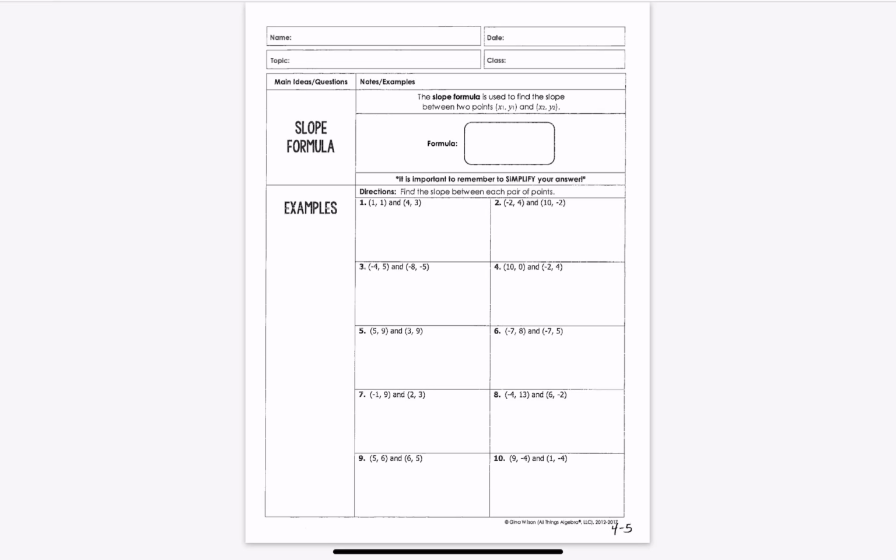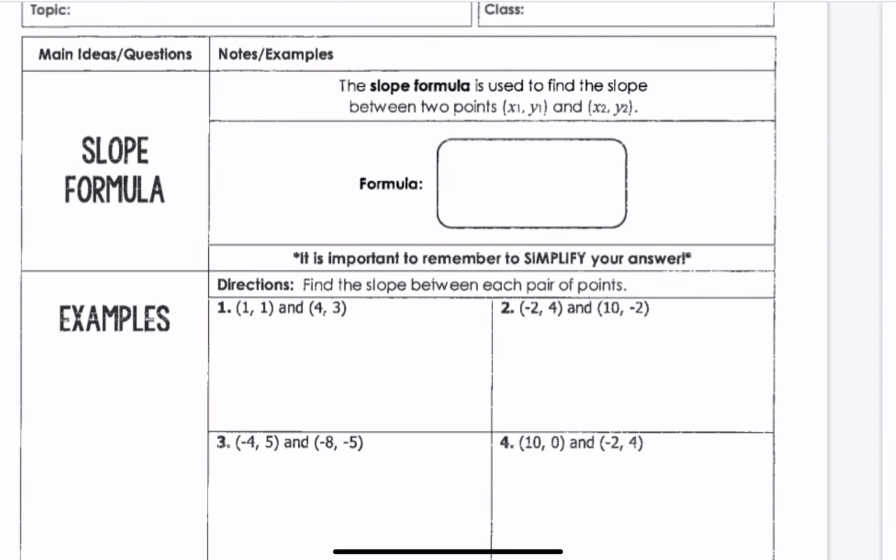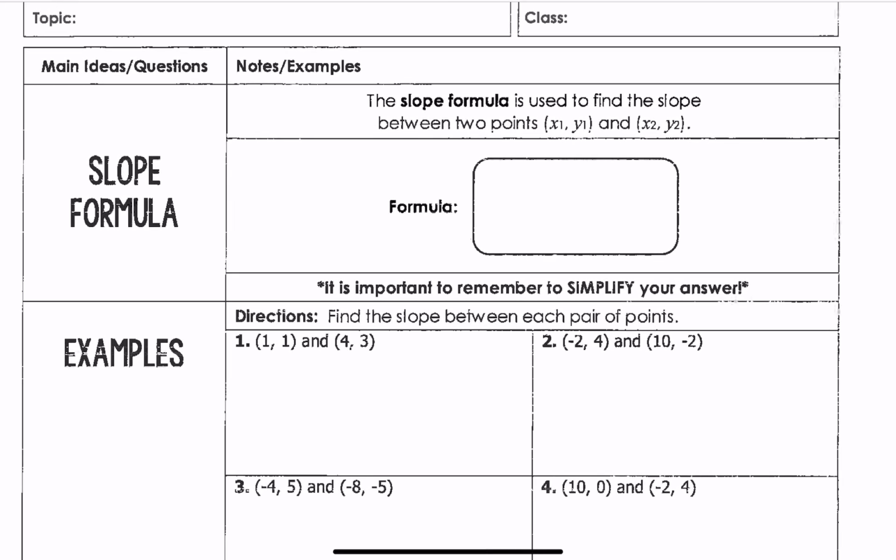Okay, so for today's notes, we're going to continue with slope. We are on page 4, 5 of the notebook, and we're going to learn about the slope formula. Previously we had found slope from a graph. We picked out 2 points on the line, and we used those to figure out the slope.